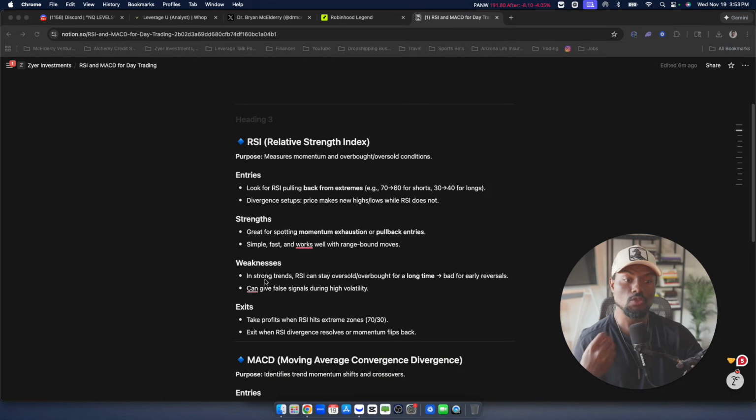Weaknesses. In strong trends, RSI can stay oversold or overbought for a long time. So if something's really, really weak, you can have an RSI that just stays low over time. So you really have to understand where there is an actual change in direction. And that's where we potentially use the MACD, which we'll talk about in a second, and also trend line changes.